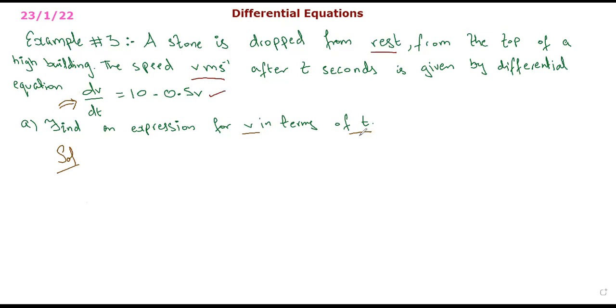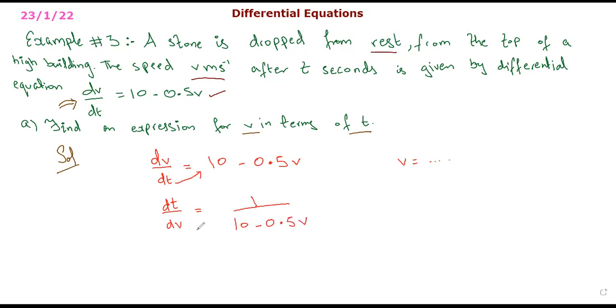Okay, perfect. So the differential equation is dv by dt equals 10 minus 0.5v. In order to find an expression in terms of v, meaning we need to find v equals something, this would be done by integrating the expression. But if we do it directly, we first take the reciprocal. So dt by dv equals 1 over 10 minus 0.5v.